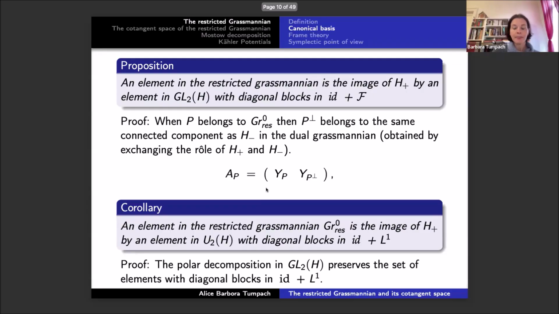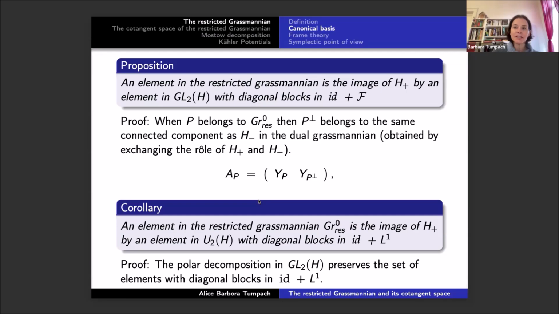Sorry, I moved too fast. This element of GL2 is constructed using the canonical basis, which is not orthonormal. So the operator AP is not in U2. If we want to get an operator in U2, we can use polar decomposition and multiply from the right by the inverse of the absolute value of the operator.